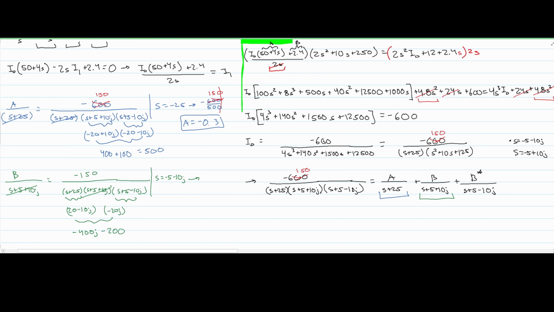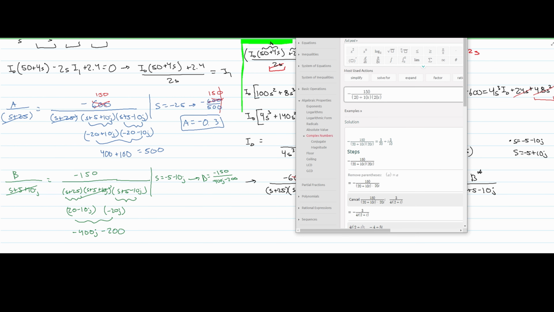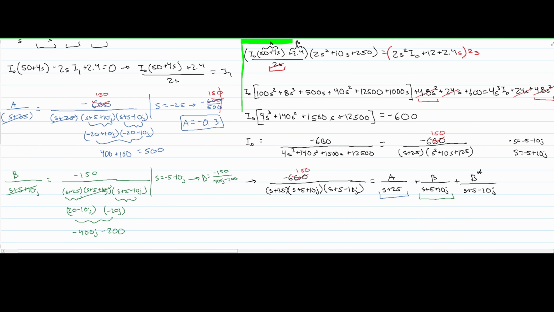So this means that we are going to have b is equal to negative 150, and this is being divided by the negative 400j minus 200. So we can just write this in here, and then we can go over to Symbolab, and this is the free online calculator, and we could plug these values in, and that's going to give us 3 over 20 plus j 3 over 10. So we can write this out. B is equal to 3 over 20 plus j times 3 over 10.